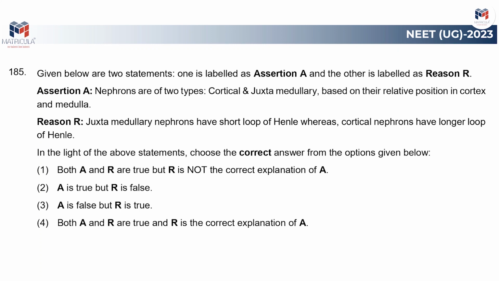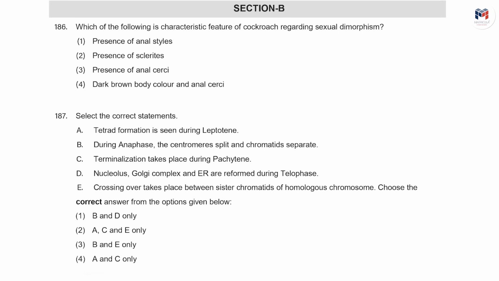Question number 185. Given below are two statements. One is labeled as assertion A while the other is labeled as reason R. Assertion A. Nephrons are of two types, cortical and juxtamedullary, based on their relative position in cortex and medulla. Reason R. Juxtamedullary nephrons have short loop of Henle, whereas cortical nephrons have longer loop of Henle. In the light of the above statements, choose the correct answer from the options given below. The answer is option number 2. A is true but R is false.